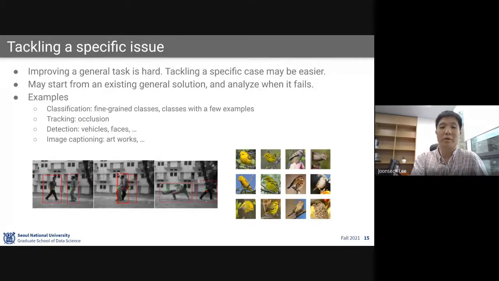That's one example. Or doing classification on a general data set is hard, but you may want to tackle something like this, especially if you are majoring in this kind of field. All of these birds look similar, but they are different species. So how should we handle these fine-grained classifications? You may be more creative and define some specific issues in known problems like classification, tracking, or detection, and so on.